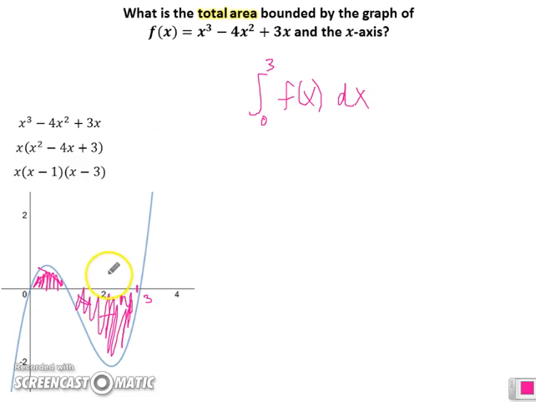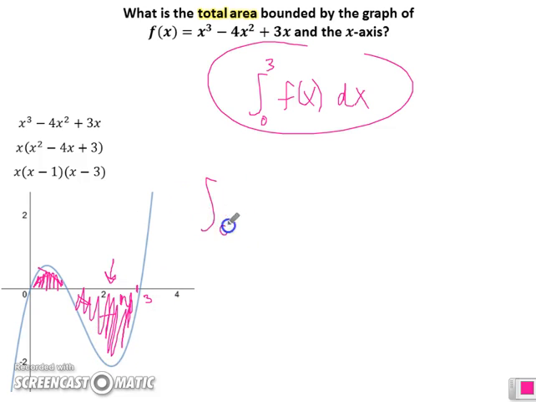So we have to think about this one as a positive value, even though it's below the x-axis. When it asks for total area, it's like asking for the area of something, which is always going to be positive. So if we did the integral like this, it's not going to think like that. It's going to give us this area down here as negative. So what we have to do is split this up into two pieces.